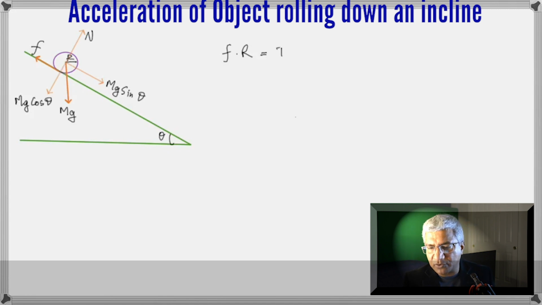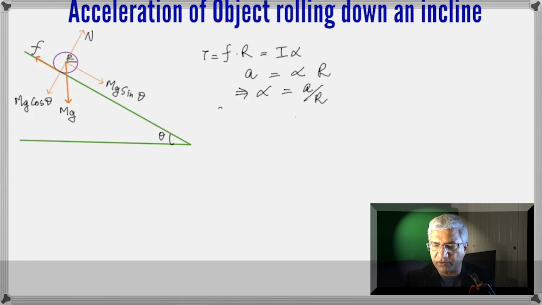But we also know that torque is I alpha. So there are two formulas for torque. And alpha is A divided by R. Okay? From here we get A is alpha R. So we're going to substitute that there. I've just written that down. And so let's substitute the value of alpha into that equation. When you substitute the value of alpha, you get F times R is I times A by R, because alpha is A by R. That's equation 1.